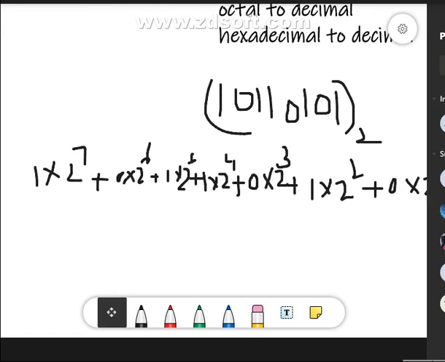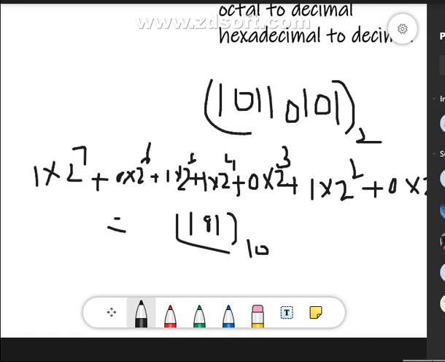After evaluating this value, we'll get the result 1 into 2 power 7 and 0 into 2 power 8. We'll get the result 181 to the base 10. Why should we represent this with the base 10? Because we have converted this binary number into the decimal number, we have to represent it with the base 10.